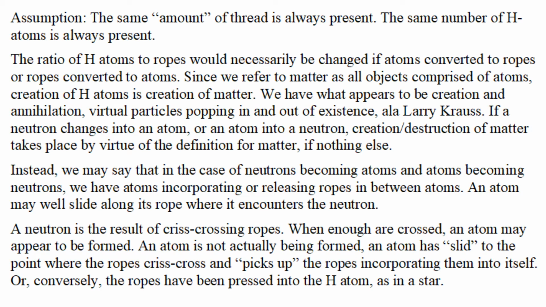And the last paragraph there, I think that's what he's saying, by the way. Please, I'm trying to interpret what he's saying, so I could make an error in interpretation. Last paragraph, a neutron is a result of crisscrossing ropes. When enough are crossed, an atom may appear to be formed. An atom is not actually being formed in the sense of being created from nothing, right? An atom has slid to the point where the ropes crisscross and picks up the ropes, incorporating them into itself, okay? So I guess this is what he's saying.